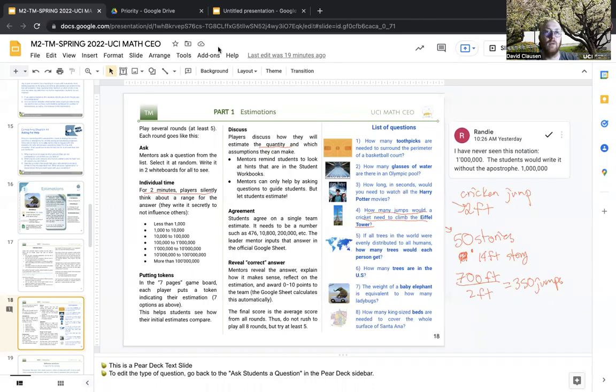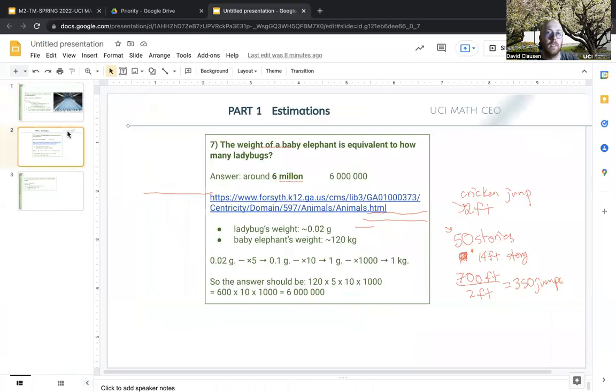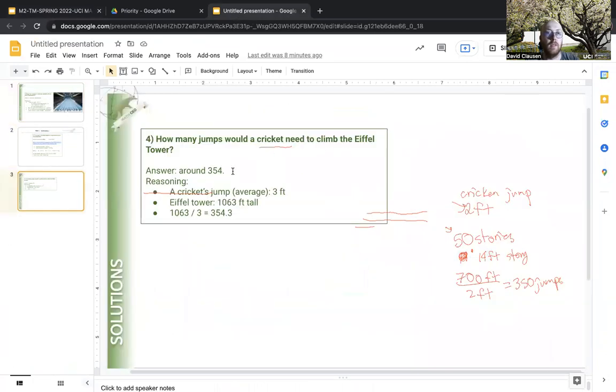So then if we look at what the actual answer is, which you can show them after they've gone through the process, a cricket jumps 3 feet. The Eiffel Tower is 1,000 feet tall, so it's 354. So my guess was shorter on the cricket jump and the number of stories, but I was able to get very, very close to 350 from that. And you can ask them how their different estimates, like making the cricket jump too tall, impact that you're actually off by getting fewer jumps.